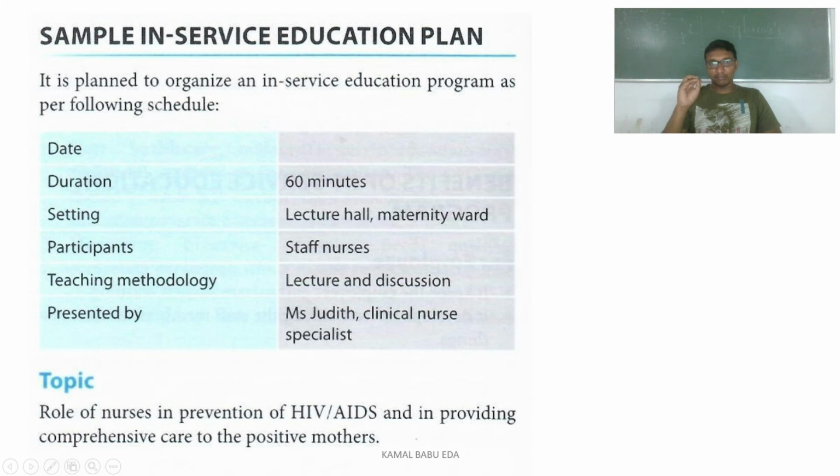It will be less than 5 minutes. First you have to keep a date. Then you have to write the duration. It could be 60 minutes, 40 minutes, or 45 minutes, whatever the time you have to see. Then you have to mention the setting, so it could be lecture hall or maternity ward. Who are the participants? Staff nurses. What is the teaching method that is being used? Lecture and discussion. It is presented by so and so person.